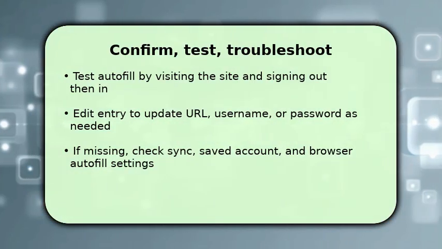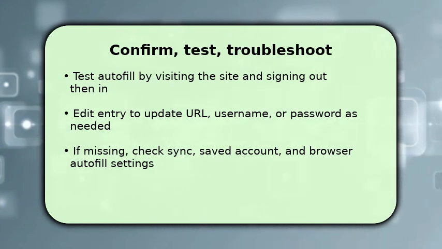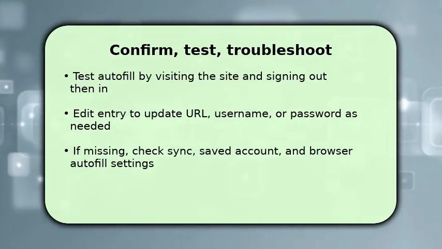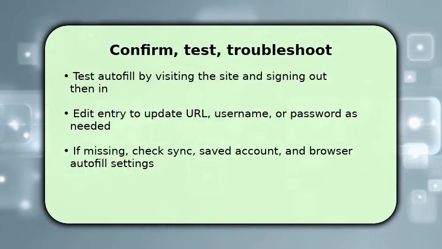Once saved, test by visiting the site and signing out. When you reload the sign-in page, you should see the saved credential suggested. Use it to sign in. If you need changes, edit the entry to update the URL, username, or password, then save again.